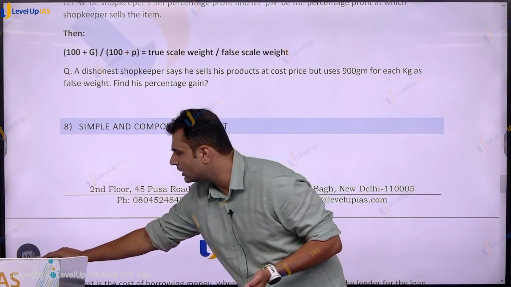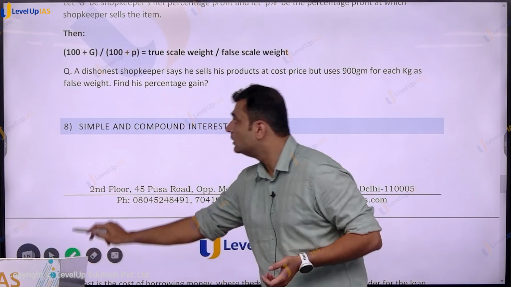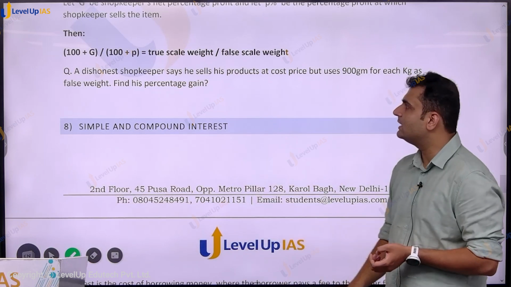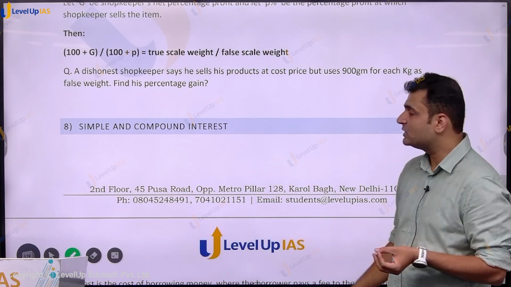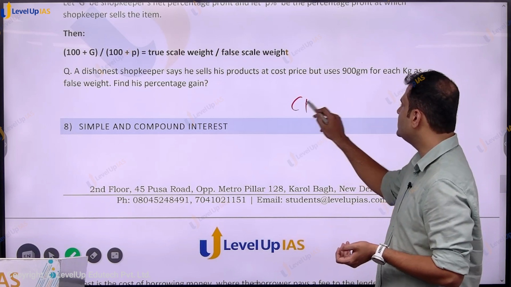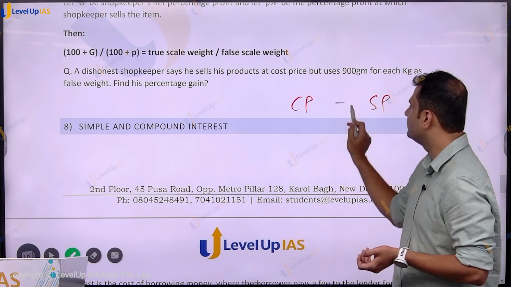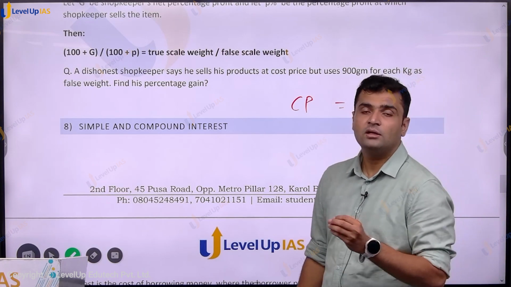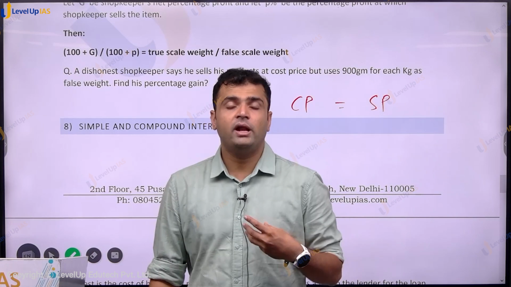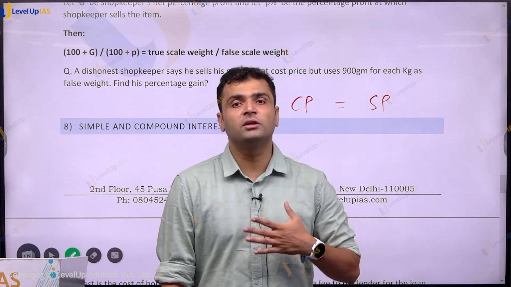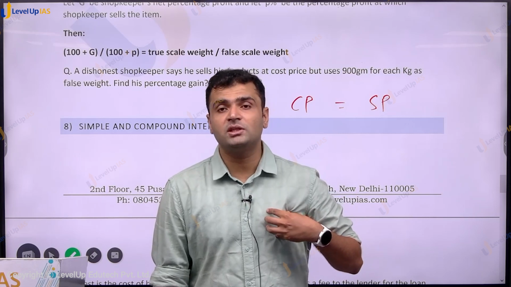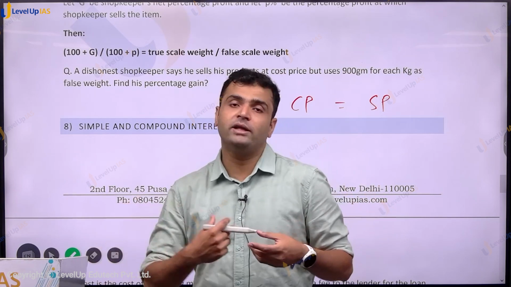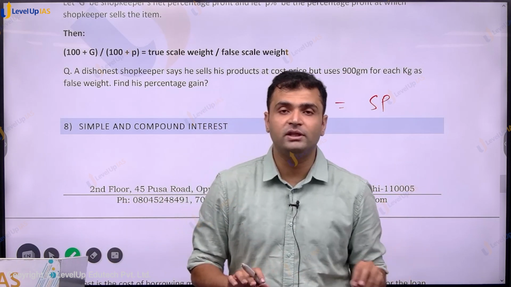Question dekho, I'll show it using a question. A dishonest shopkeeper says that he sells his product at cost price, meaning he says that my cost price and selling price are the same. Fine. Basically, he's saying I am a saint and I do not intend to earn profit at all, and I sell to all my customers at the same price at which I buy the things. So I am making zero profit. That is what he claims.